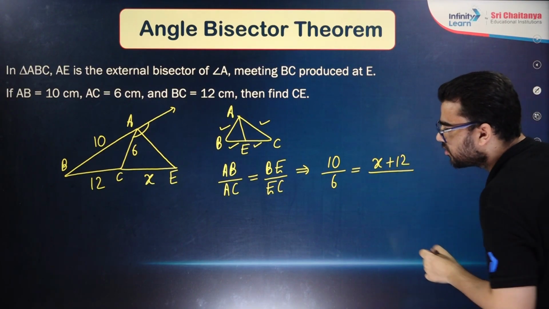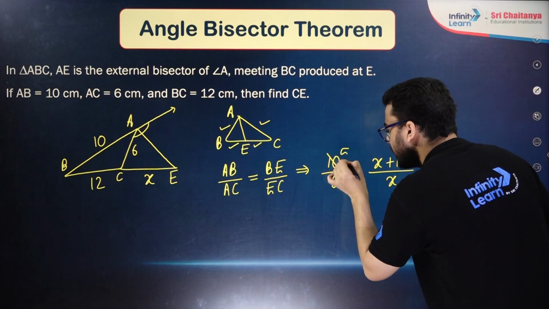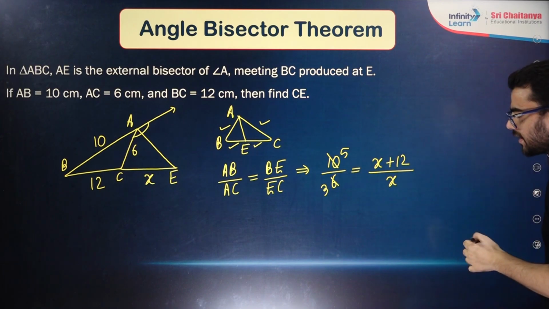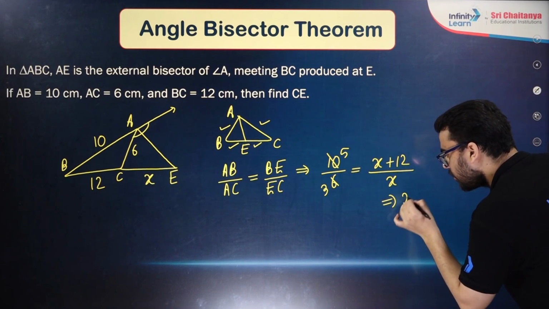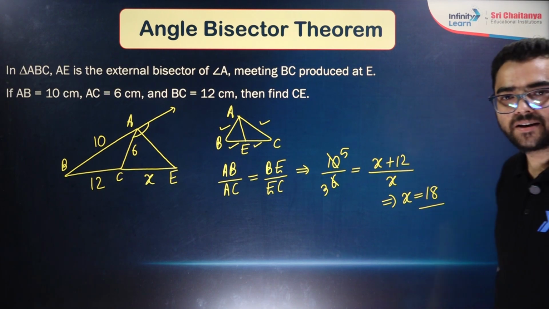And what is EC over here? That is x only. That's the relation, guys. 2 5s are 10, 2 3s are 6. You can obviously calculate it. 5x minus 3x is 2x. So x is equal to 18 will be the answer. I hope you understand that, right?